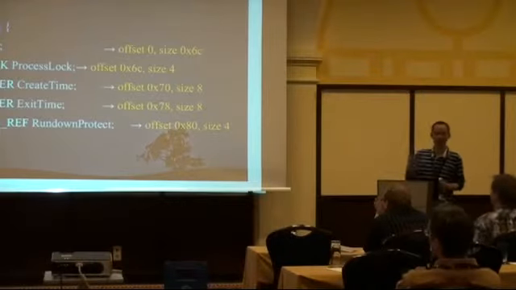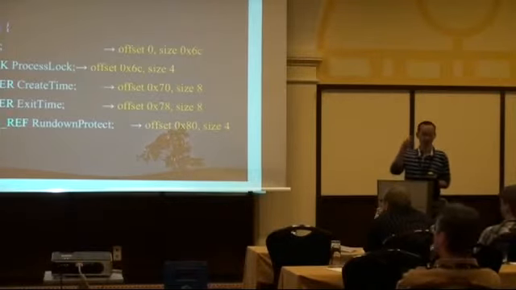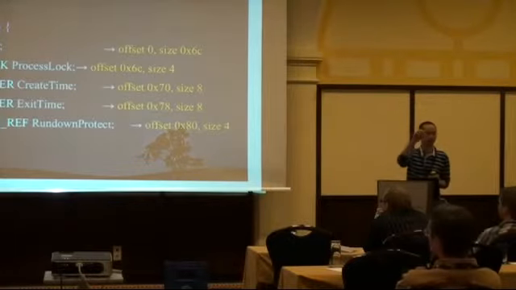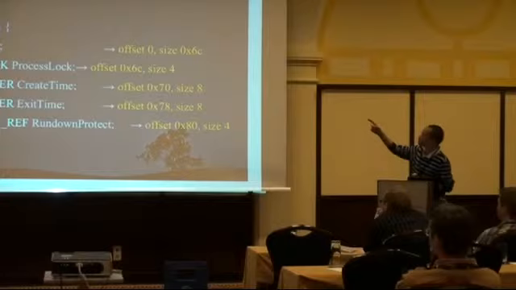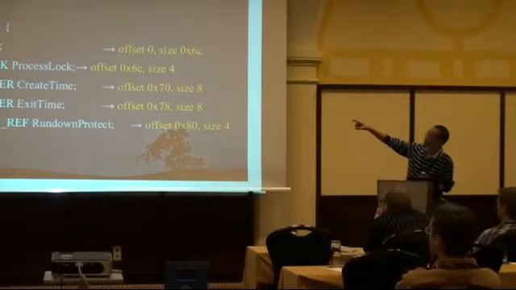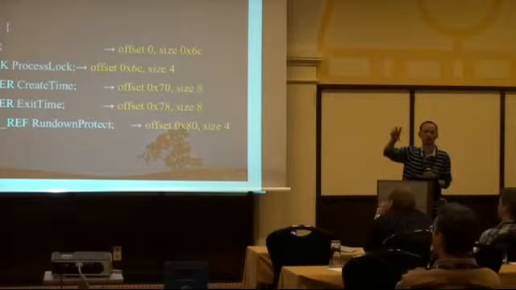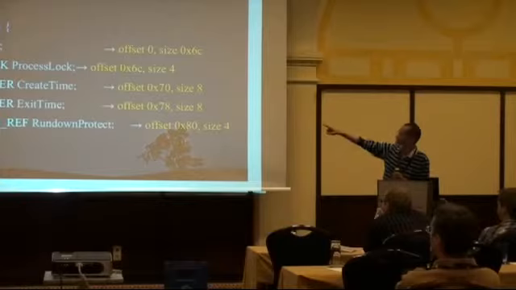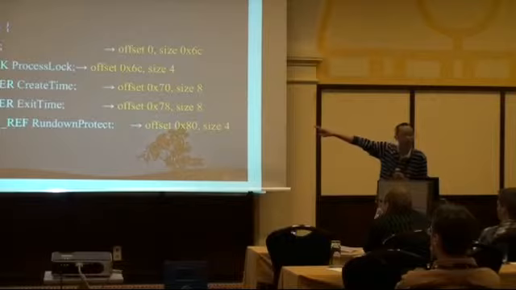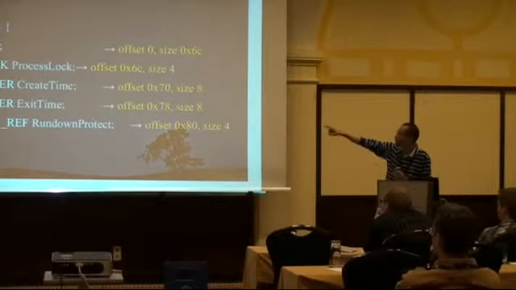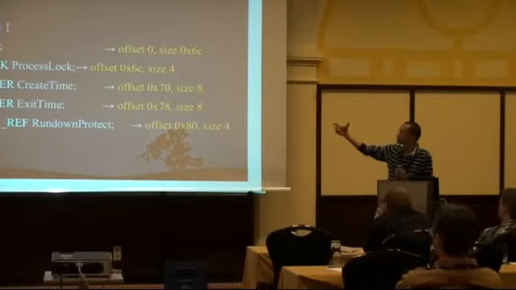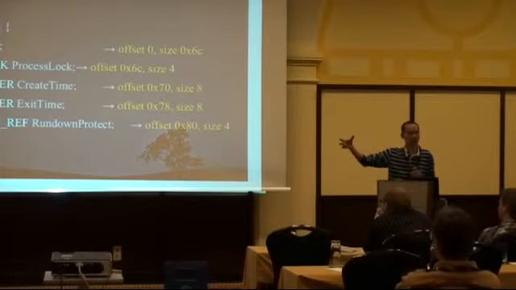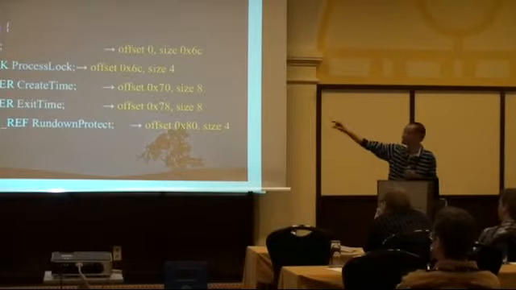Now, after you can locate the object, you need to extract fields from the object. For example, you can locate the EPROCESS object, which keeps all the information about each process in memory. Now, you want to know the create time of this object, so you want to extract the third field, right? The create time. To do that, you need to know that create time stays at offset 70, and create time has a size of 8 bytes, right? You want to know exactly where it stays in the object.